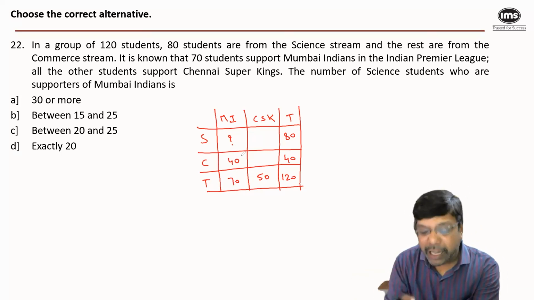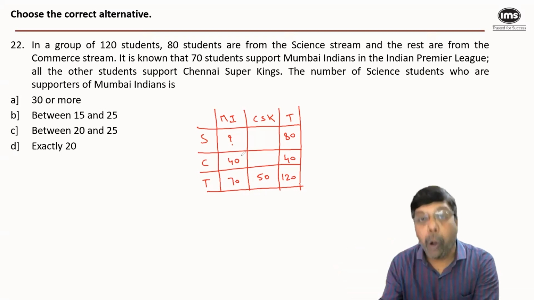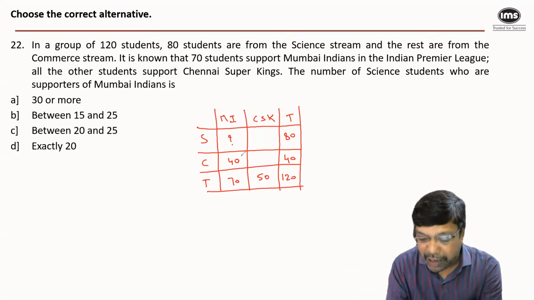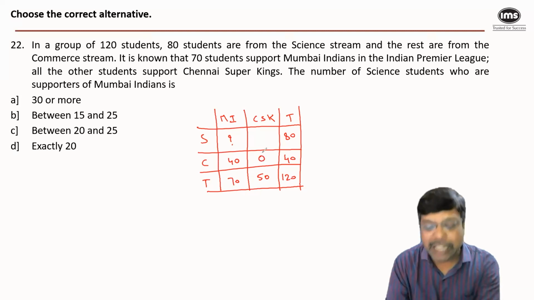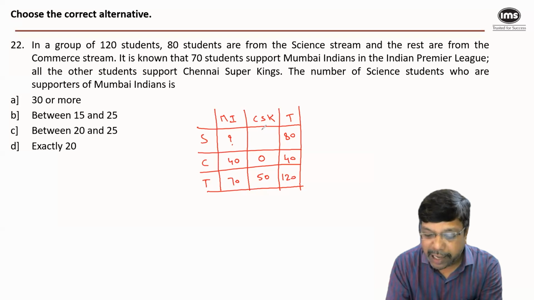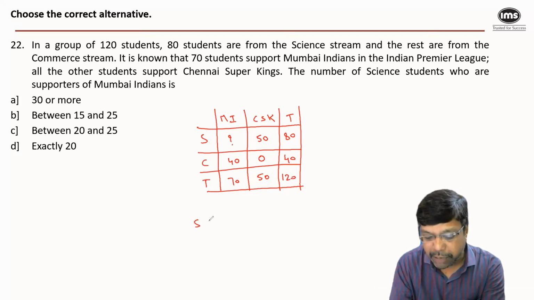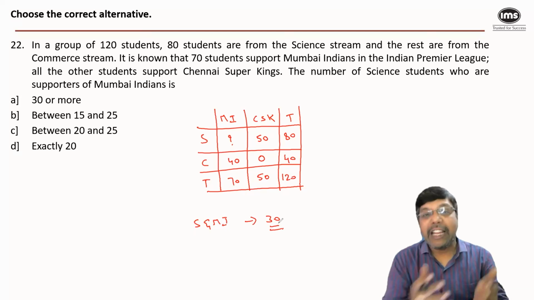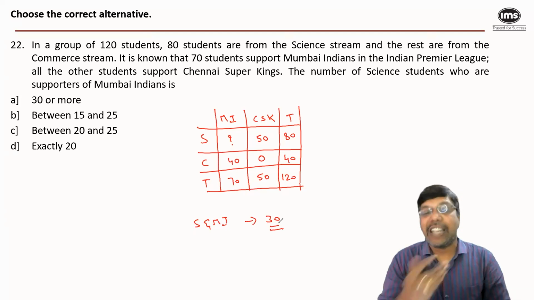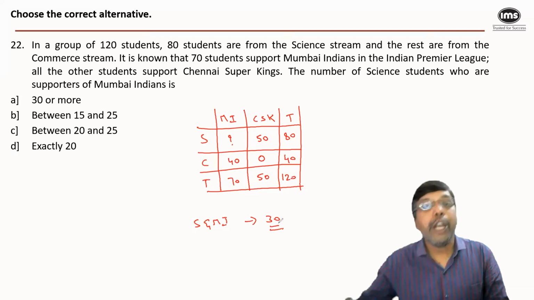But let's verify if this does not pose any problem to the other values. Then the number of students from commerce who support CSK is 0, meaning the number of students from science who support CSK is 50. Thereby, the number of students from science stream who support Mumbai Indians is a minimum of 30. Now, a minimum of 30 is exactly the same as option A, which says 30 or more.